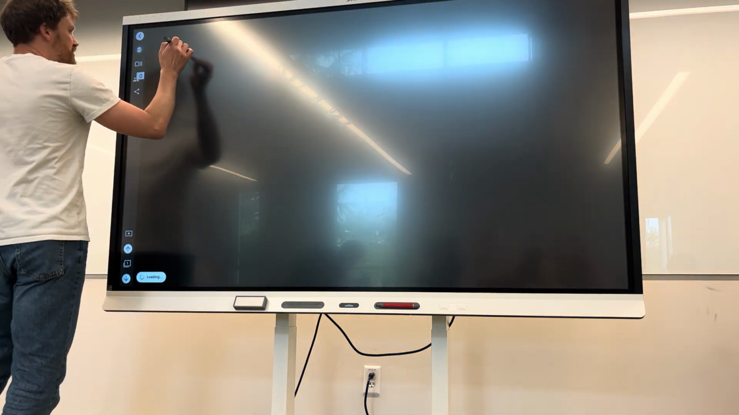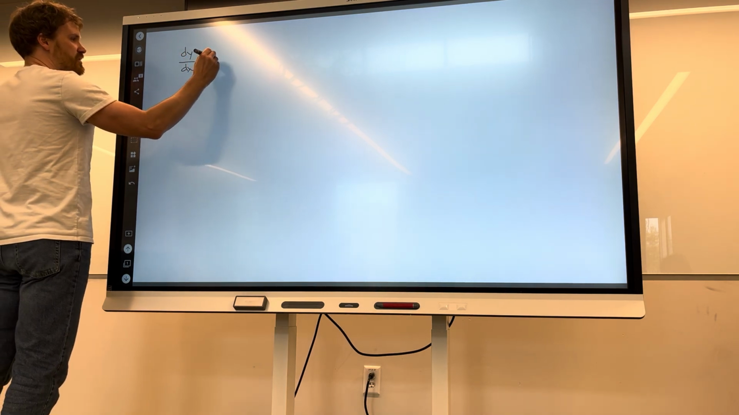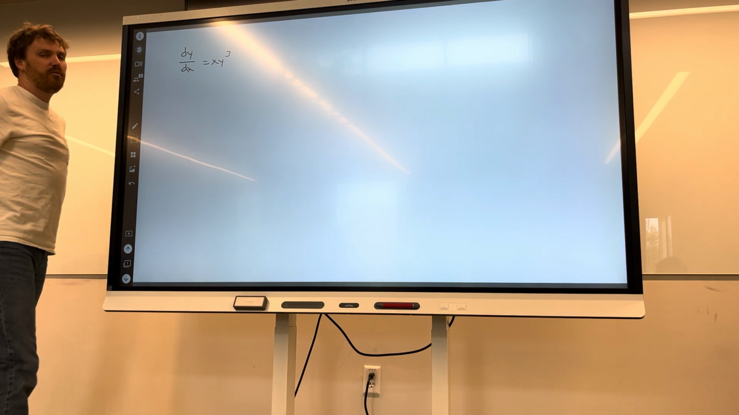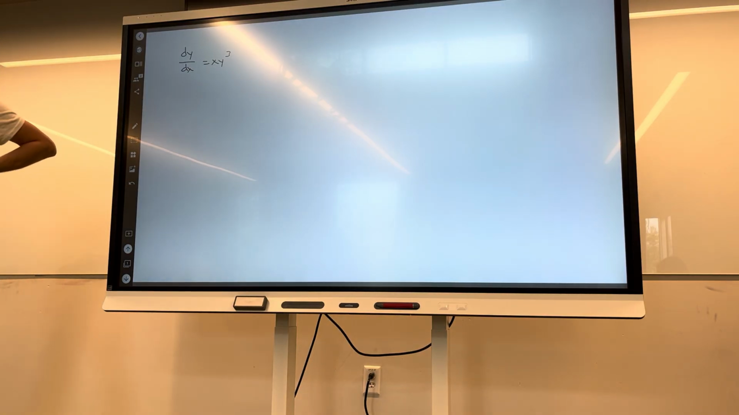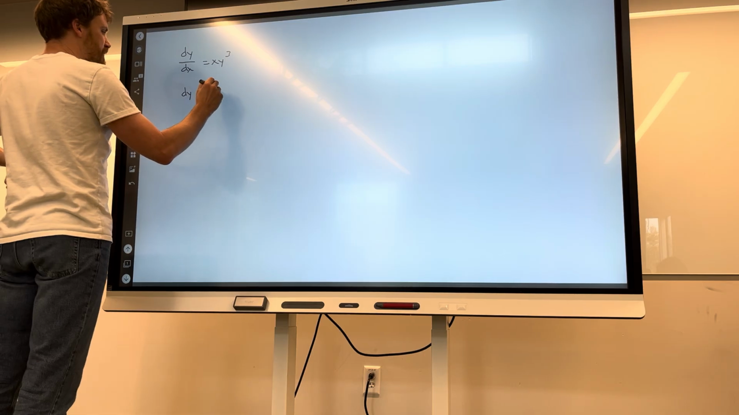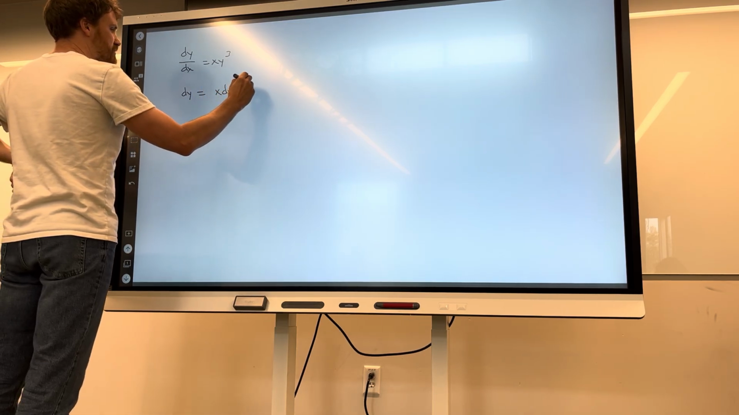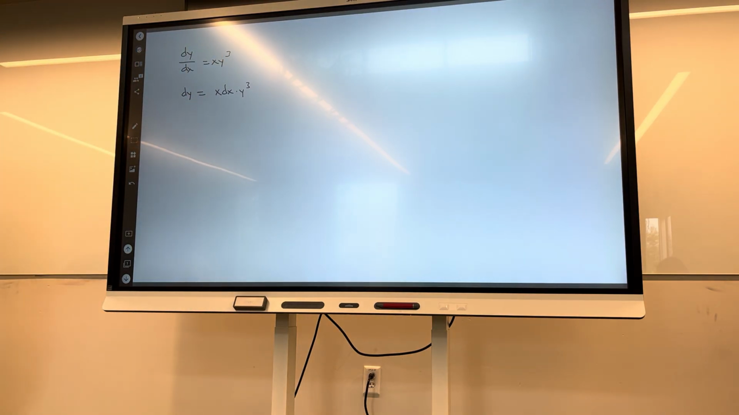Shall we find the particular solution to this bad boy? Of course. dy dx equals xy cubed. Okay, we need to separate the variables, which means the dx needs to come over onto the other side. We'd have dy equals x dx times y cubed. So I got the dx over onto the other side.